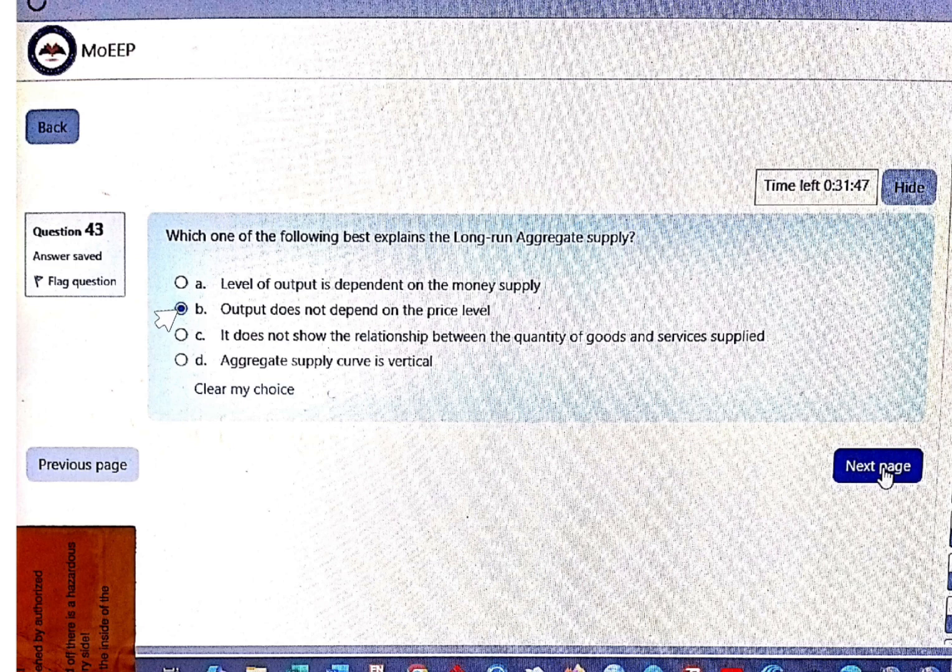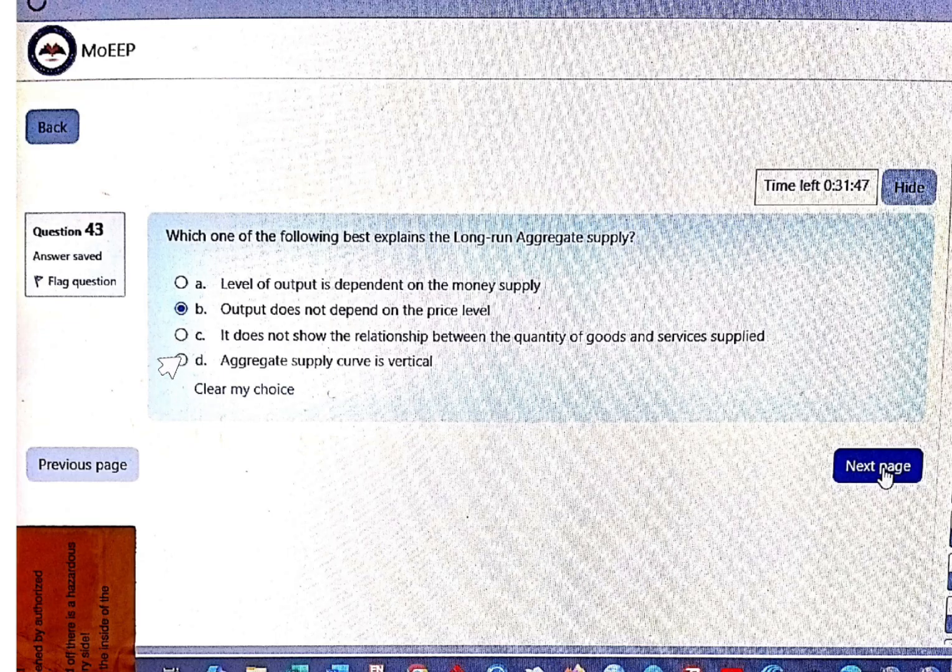So, C, it does not show the relationship between the quantity of goods and services supplied. This is incorrect because long run aggregate supply does show an output supply relationship, just not with price. Okay, so the final answer is aggregate supply curve is vertical.